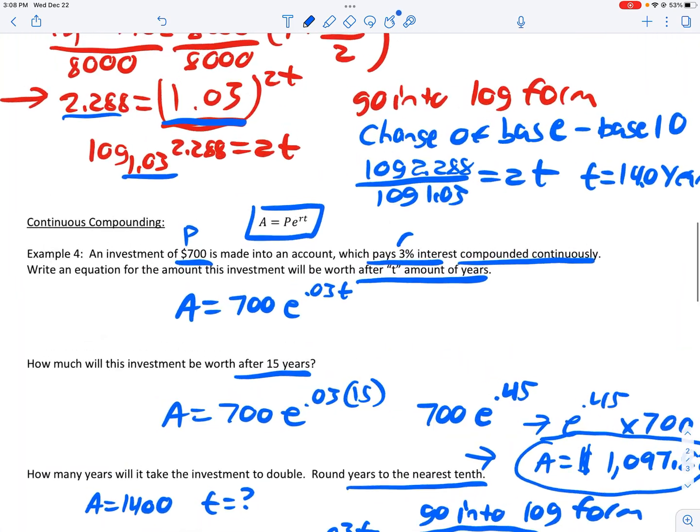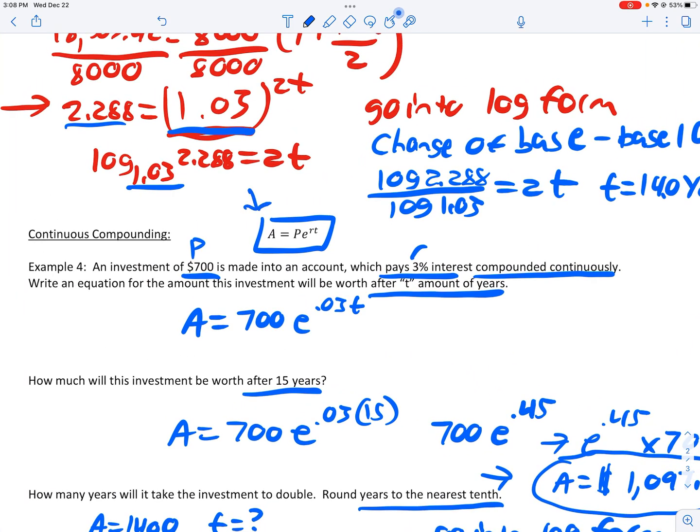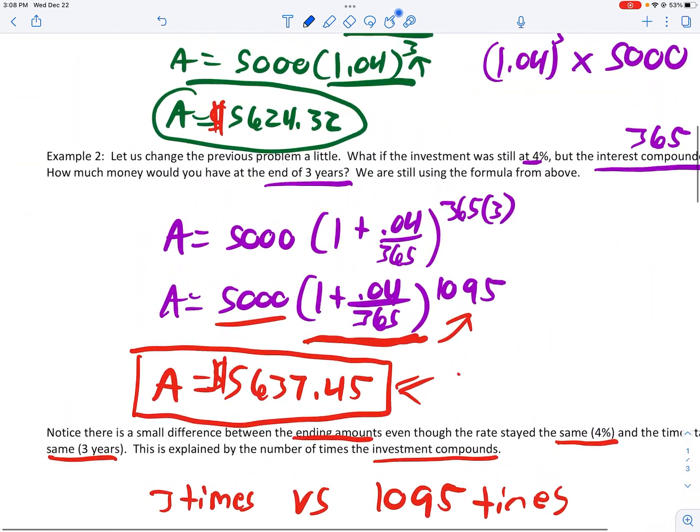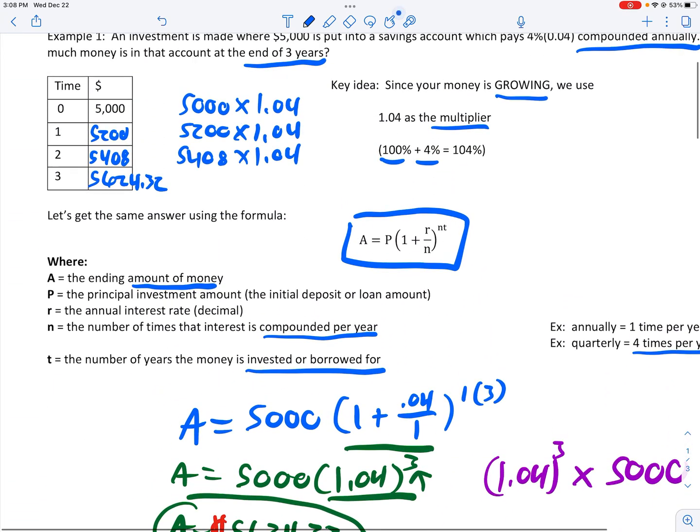So we have continuous compounding, which uses the formula with the blue arrows. And then for all our other compounding, we're going to use the formula with the stars. Letters still mean the same: A is the ending amount, P is the principal, R is the interest rate, N is the times it's compounded in a year, and T is, again, time.